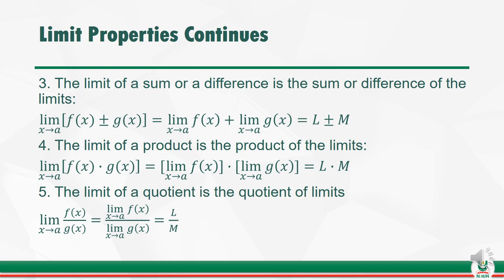The limit of a product is the product of the limits. If you see it, the limit of f of s times g of s gives us the limit of f of s as s tends to a times the limit of g of s as s tends to a, which is L times m, which is the product. The same thing applies to the limit of a quotient, which is the quotient of the functions. We have it like this as in 5. You can see clearly in 5 that it shows the quotient of the limits of the functions, and we can have it as L over m.